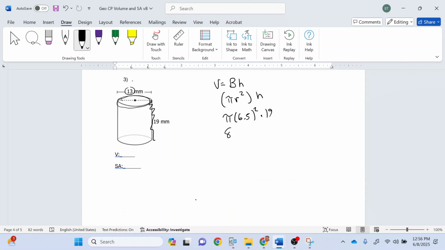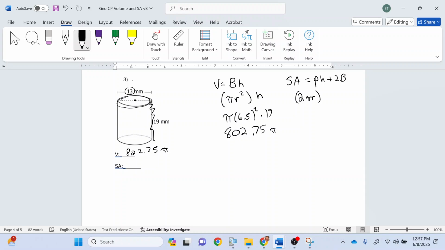So I end up getting 802.75 pi. That's for my volume. 802.75 pi. If I give you it as decimal in the multiple choice, let's times it by 3.14. Surface area. The surface area, again, is PH plus 2B. So P is the perimeter. The perimeter of a circle is the circumference. So that's 2 pi r.